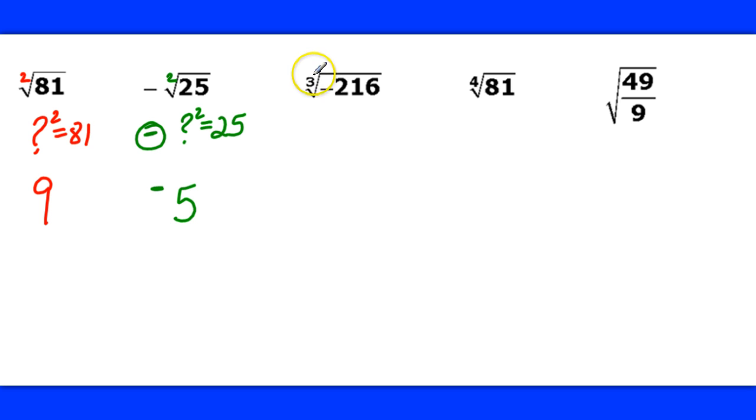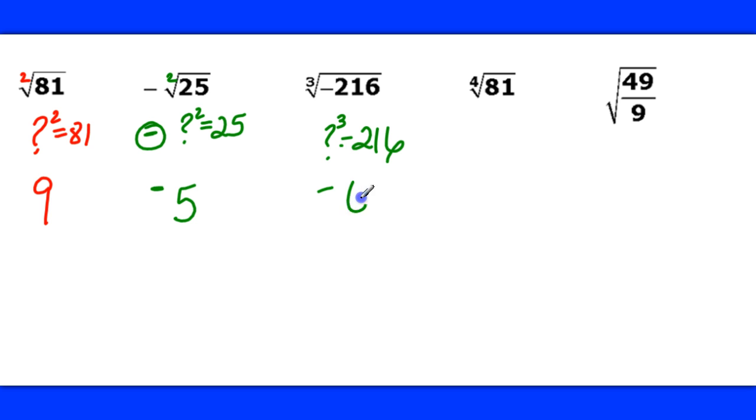Now, when you have an index that's not 2, if your index is odd and the number underneath there is a negative, that tells you right away your answer is going to be negative. So what number, this is saying what number cubed gives you 216?